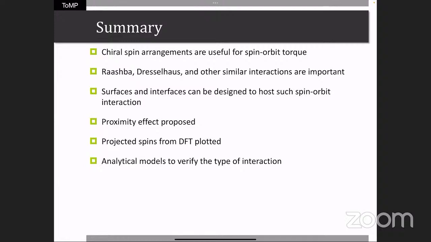And we have seen that surfaces and interfaces can be designed to host this kind of features, that is Rashba Dresselhaus interaction as well as antiferromagnetism. We have designed heterostructure based on proximity effect and projected spins from density functional theory results. And also our analytical models verify the type of interactions that we are talking about.